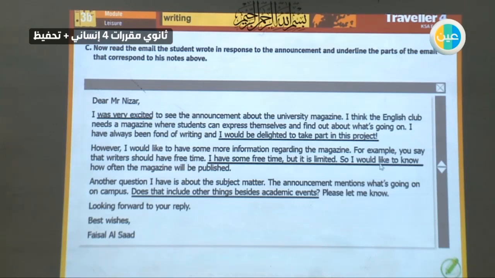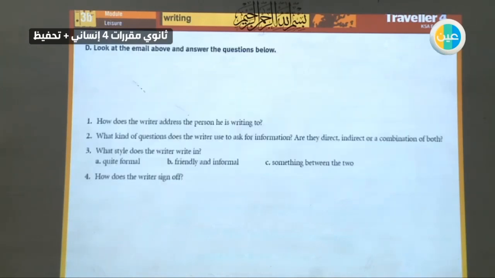Then we have the published, how often. We have how often. I would like to know how often the magazine will be published. Here the fourth note is about how often this magazine is published, every week, every month, and so on. This is about this email. Let's move to exercise D. Look at the email above and answer the questions.